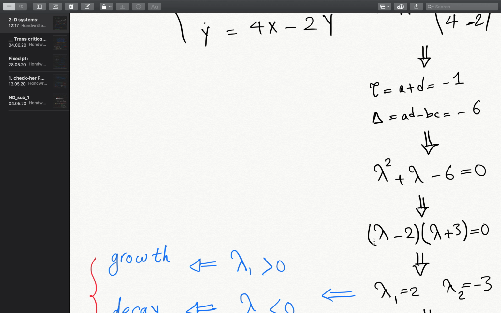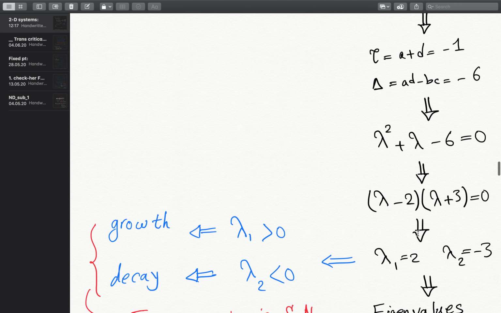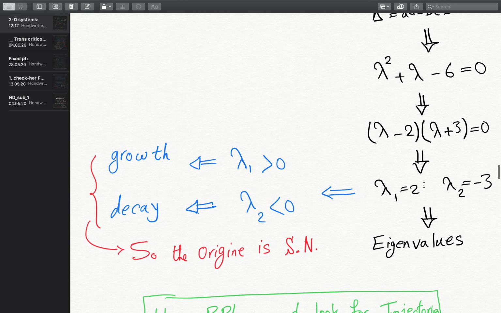Therefore this is equal to this. You can see, and so if it is going to be equal to 0, then at least one of them should be equal to 0. Therefore lambda 1 is equal to 2, like here. If I put lambda equal to 2, it's going to be 0, or this one is going to be 0. So these are the roots. So this is lambda 1, lambda 2.